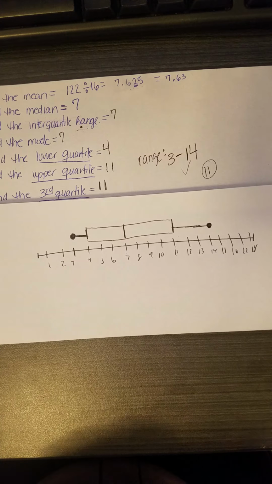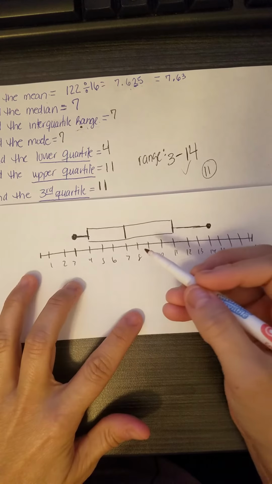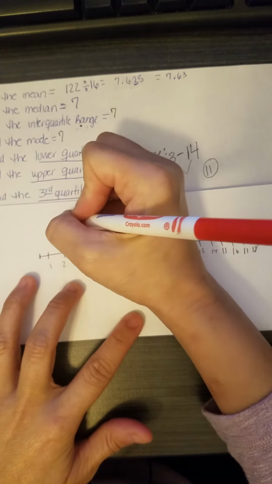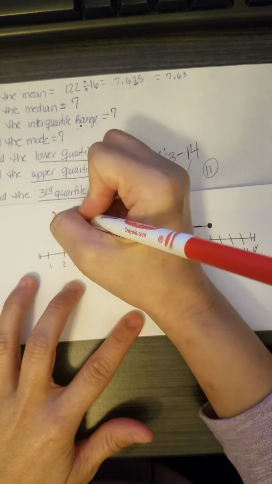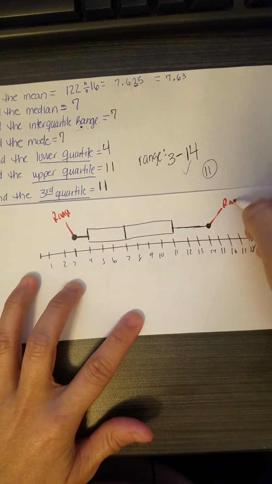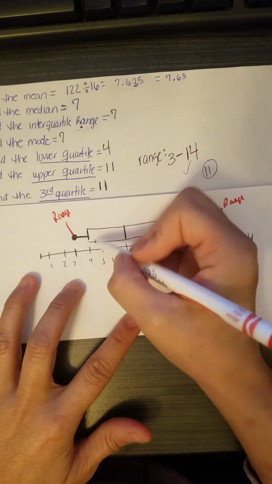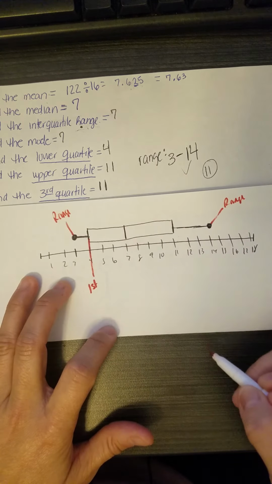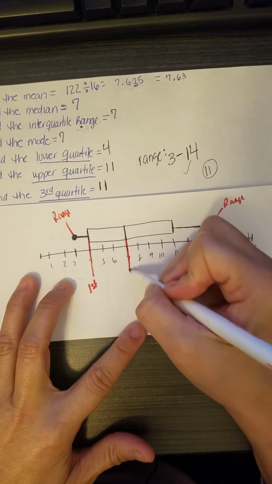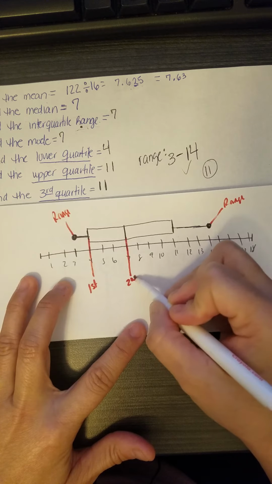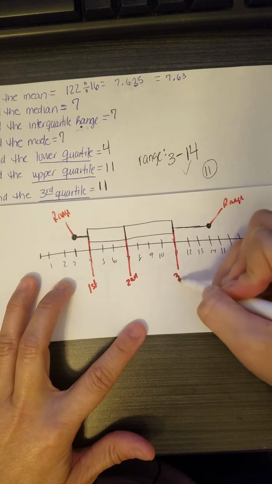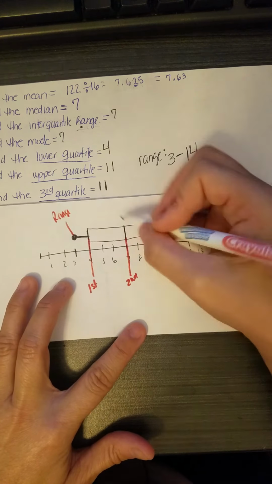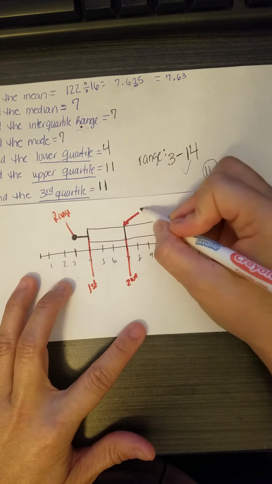Okay. Now, you have to know how to read this, okay? This is the lower range of the whole entire data set. So this is what the range is going to represent. This dot and this dot. Okay? This is your first quartile. This is where your second quartile is going to start. This is your third, and this is your fourth. Okay? This line right here in the middle is the median.